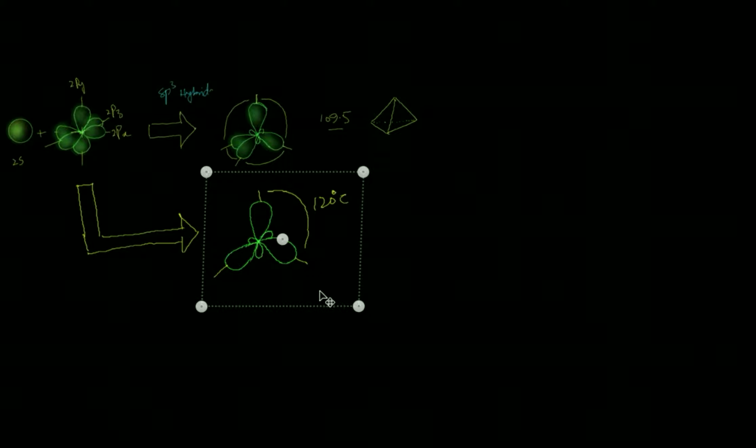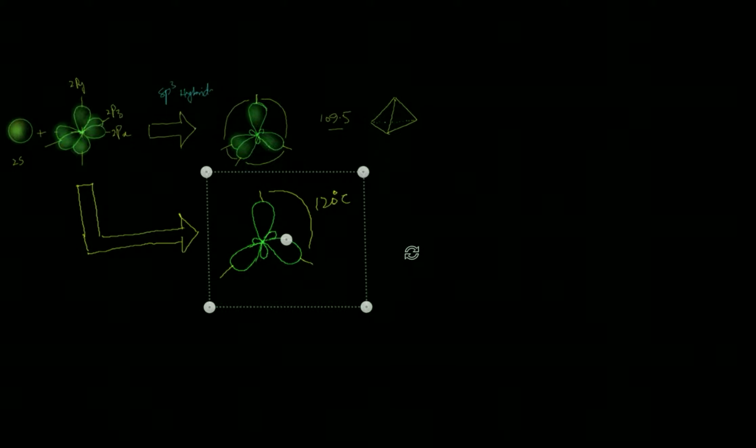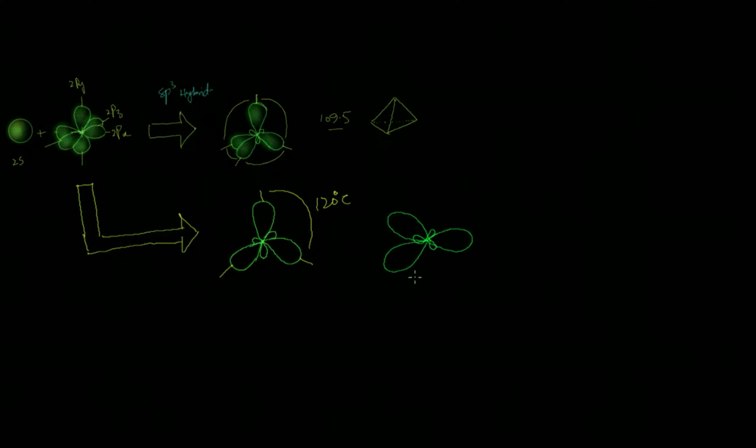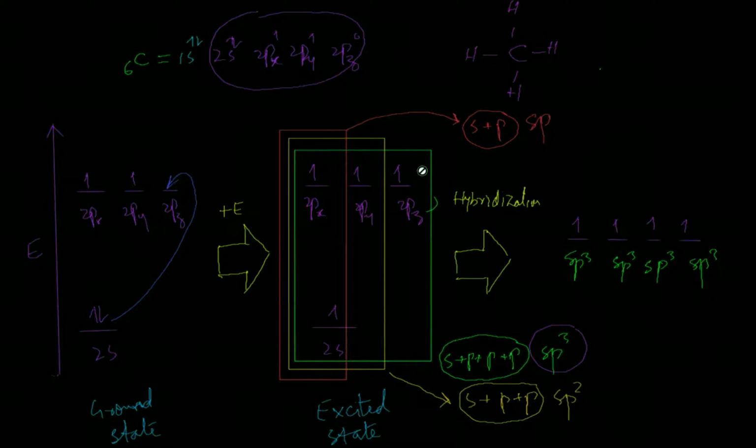It will be better if we show these orbitals in a different way. Suppose one orbital we show here, this is a smaller lobe, another one is a smaller lobe, and the third one like this. So these are the hybridized orbitals. One orbital, as we have seen in the previous layer, is unhybridized. It's not taking part.